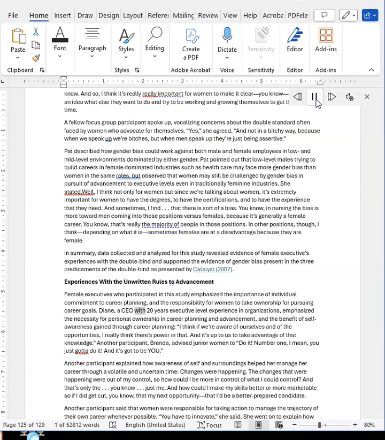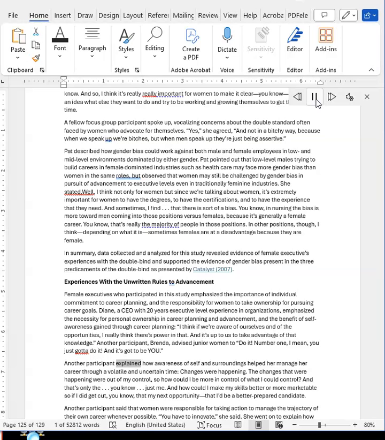Diane, a CEO with 20 years executive-level experience in organizations, emphasized the necessity for personal ownership in career planning and advancement, and the benefit of self-awareness gained through career planning. "I think if we're aware of ourselves and of the opportunities, I really think there's power in that. And it's up to us to take advantage of that knowledge." Another participant, Brenda, advised junior women, "Number 1, you just gotta do it. And it's got to be you."